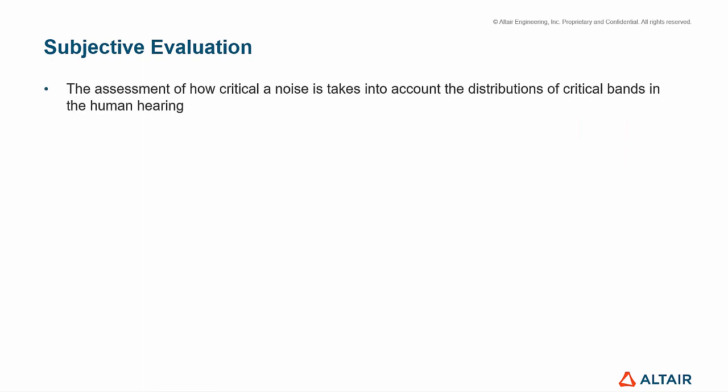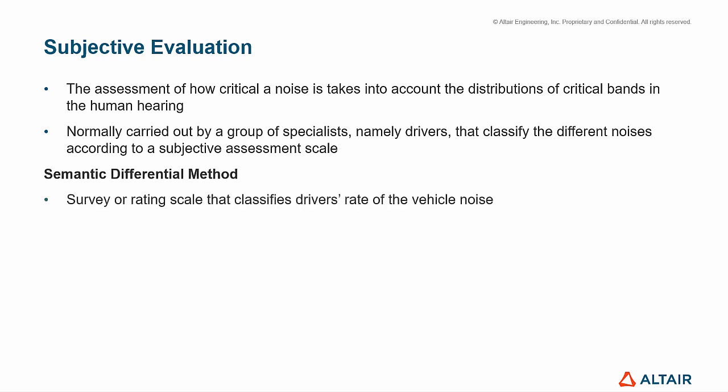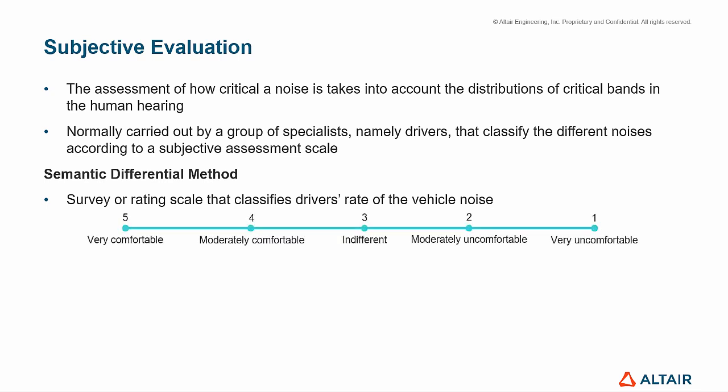The assessment of how critical a noise is takes into account the distributions of critical bands in the human hearing. It is normally carried out by a group of specialists, namely drivers, that classify the different noises according to a subjective assessment scale. One example of subjective evaluation is the semantic differential method, which uses a survey or rating scale that classifies drivers' rate of the vehicle noise, such as this one that we see right here. Due to its simplicity and directness, it is widely used.